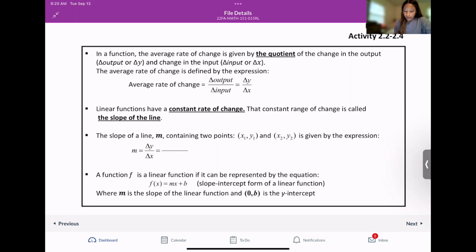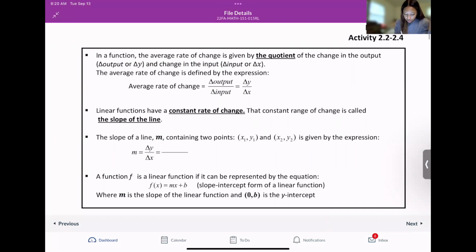So this computation that we have for finding delta y over delta x, for linear functions, that's just computing the slope of the line. That's what we call the constant rate of change. And if you're given 2 points, x1, y1, and x2, y2, to find the slope, delta y means we're subtracting the y's, delta x means we're subtracting the x's. So this would be y2.